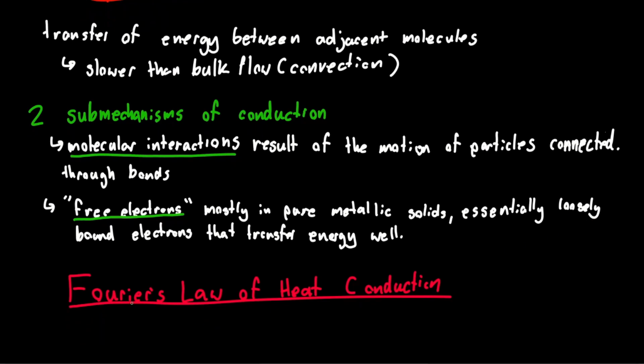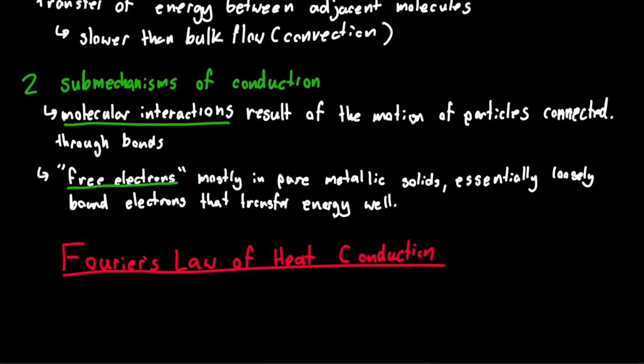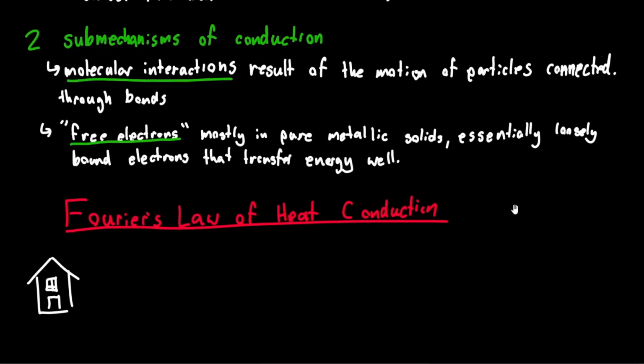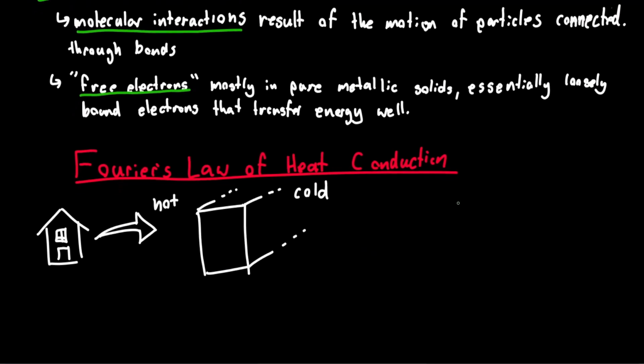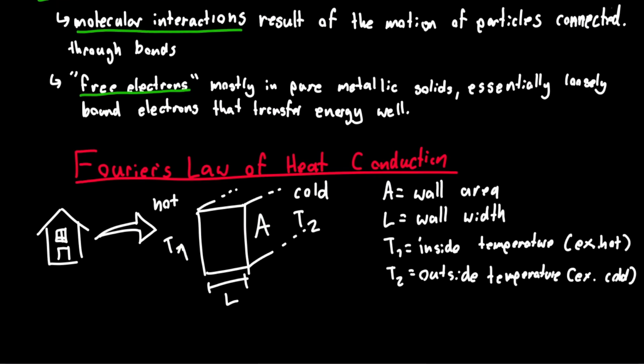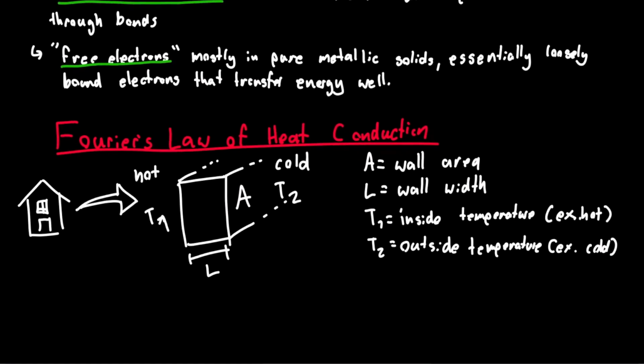Let's get on to actually defining Fourier's law through a little example. Let's say we have a house, and the inside of the house is warm, and the outside of the house is cold. So let's zoom in on that wall where we have the inside of the house being hot and the outside of the house being cold, and the wall's thickness is defined as L, the outside is, say, temperature 2, and the inside is temperature 1, and the wall over here has an area of A. So let's lay out all those variables right here.